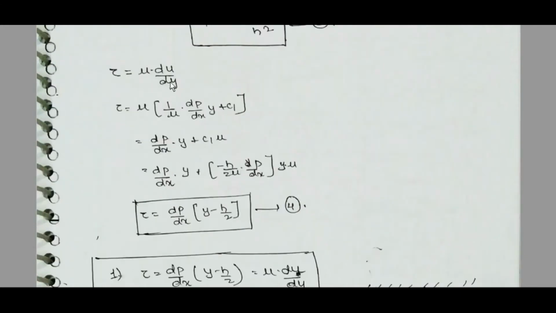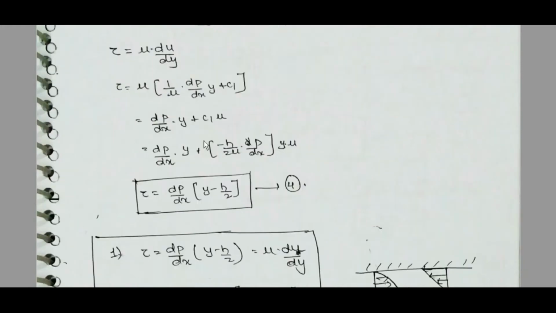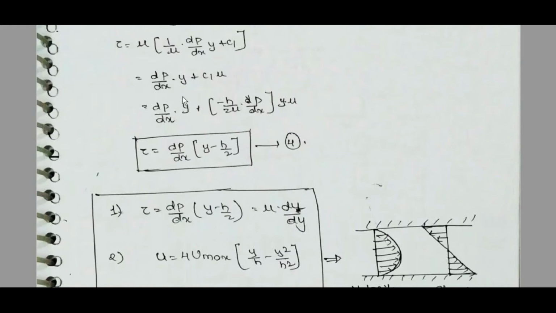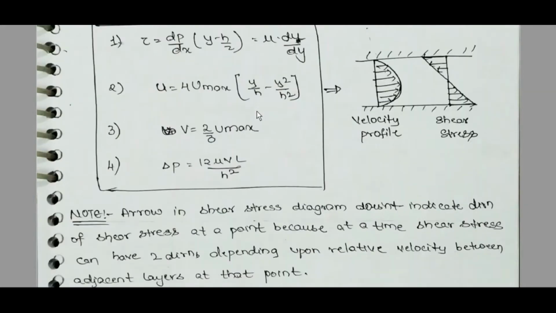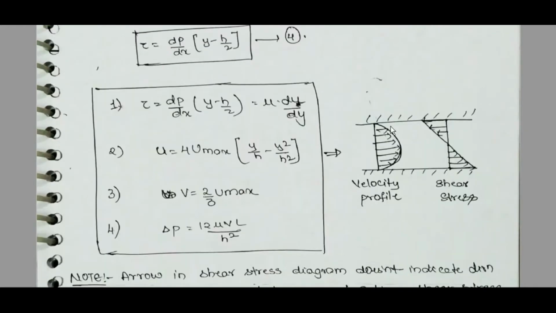Tau is equal to mu du by dy. Tau is equal to mu into 1 by mu dp by dx y plus c1. So dp by dx y plus c1, with c1 equal to minus h by 2 mu dp by dx. Finally, tau is equal to dp by dx into y minus h by 2. For a flow between parallel plates, the velocity profile is like this. The shear stress distribution is like this.